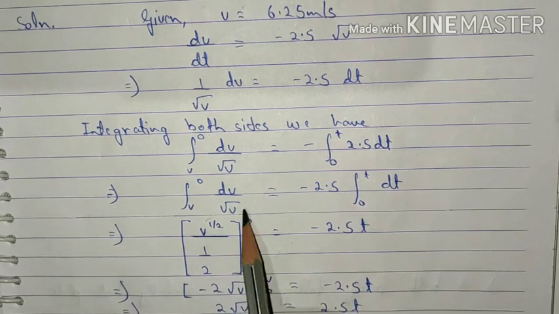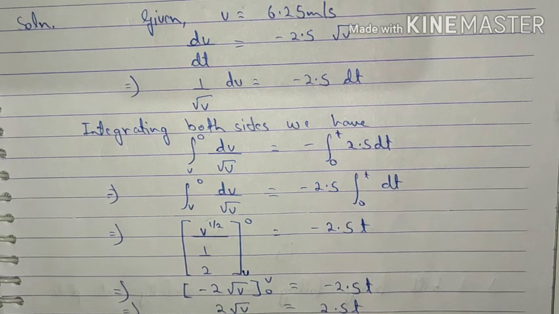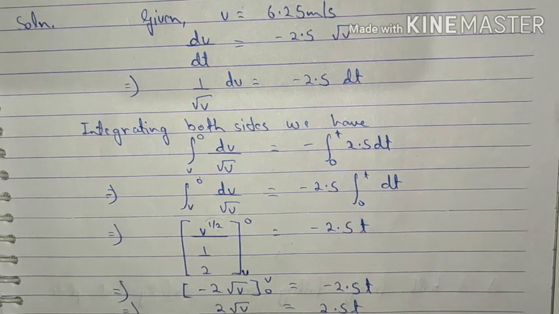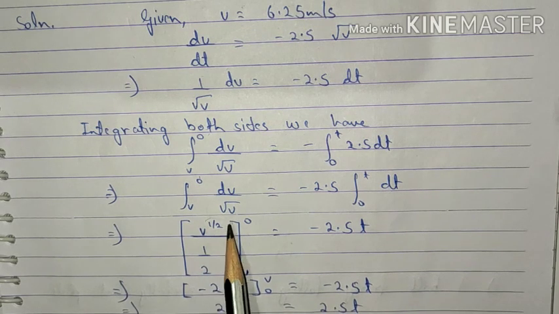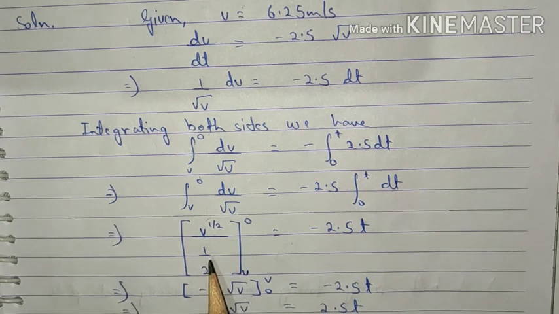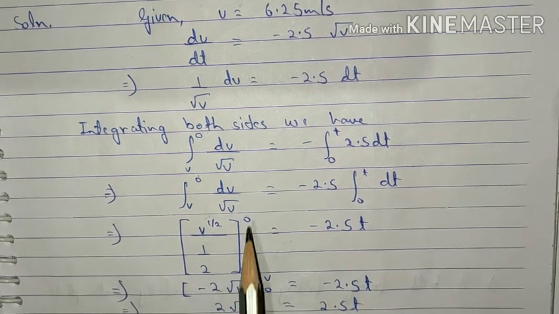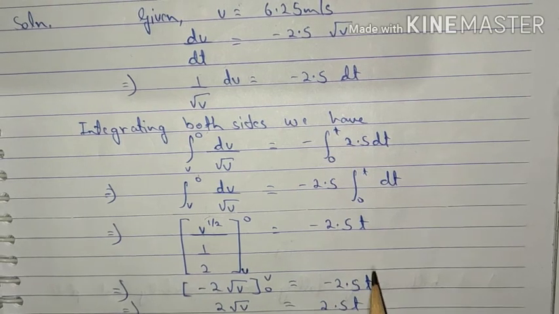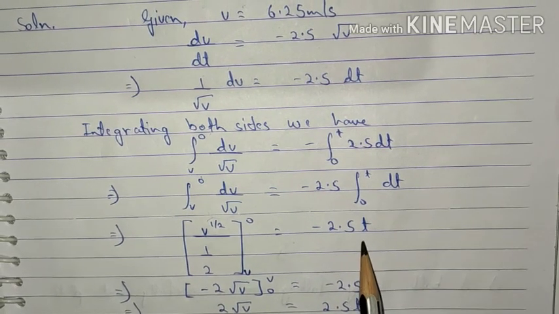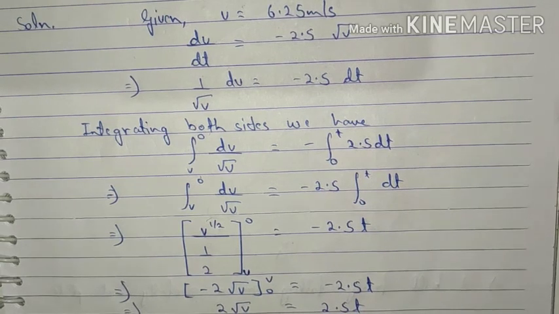Now integrating 1 upon root v, you all know that root v can be written as v raised to the power 1 by 2, and if we take this into numerator, it can be written as v raised to the power minus 1 by 2. So putting the formula of integration, that is x raised to power n plus 1 upon n plus 1, we get the value as v raised to the power 1 by 2 upon 1 by 2 between the limits v to 0, and here integrating dt, we got the value t over here and the constant was written as such.